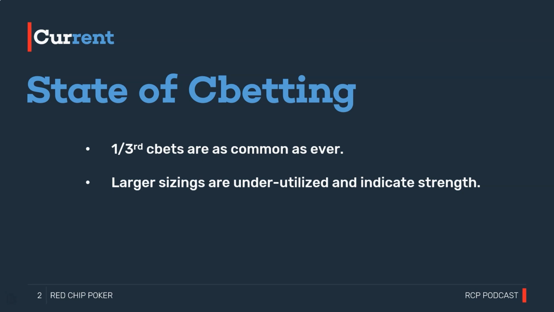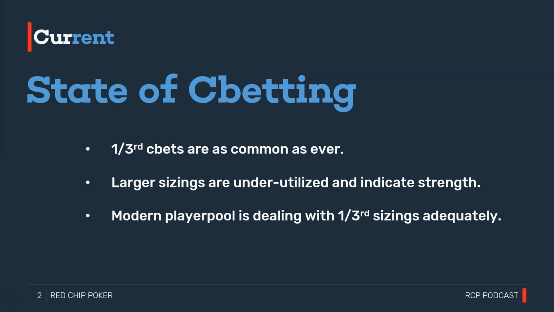The side effect of the overutilization of the 1/3 sizing is that the modern player pool is dealing with 1/3 sizings adequately. That's not to say the player pool is not making mistakes, but what we find in the current game is that the player pool plays better against 1/3 cbet sizings than any other sizing. The mistakes the pool makes against larger sizings are more significant compared with the mistakes they make against a 1/3 sizing. So from an exploitative perspective, the 1/3 sizing is not a very attractive proposition.